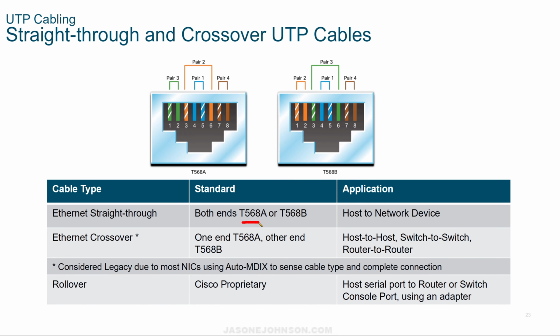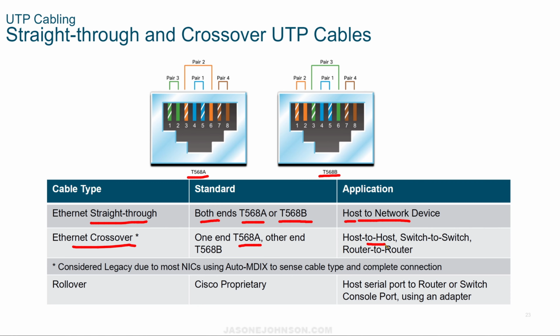I mentioned earlier the T568A or T568B. There's two standards. This is the A, this is the B. Both ends on these, you can create a straight through. That just means that both ends are either A or B, and you're going to use that instance in a hosted network device. If you do a crossover cable, that means that one end is the A and the other end is the B, which means you're crossing over the cables or you're crossing the signal over.